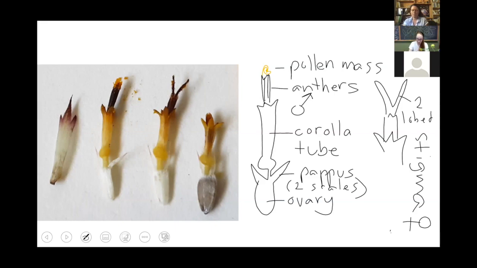And then here we've got our developing ovary, developing into a fruit, darkening there. And this was older, and you can see it's kind of shorter. It was on the outer edge of the head, whereas the central flowers are a little taller. I guess that's part of how they're arranged in the head. They have to be a little taller to kind of reach past each other.